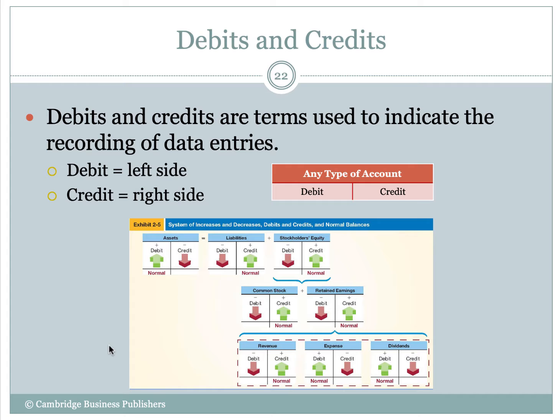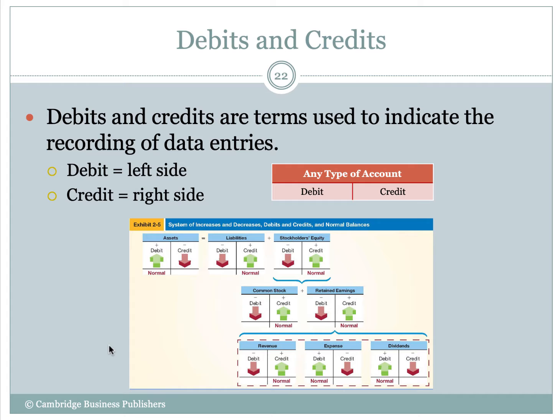Stockholders' equity. Well, in total, the stockholders' equity section increases with the credit, decreases with the debit, credit is the normal balance side. Okay, so liabilities and stockholders' equity behave the same way, meaning that credits increase, debits decrease, credit is the normal balance side. Total opposite of assets. Okay.